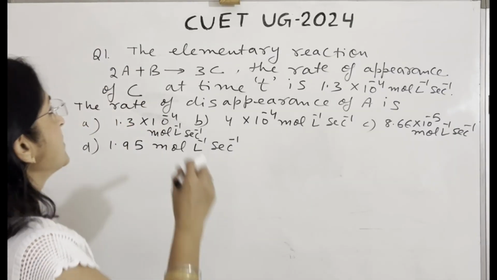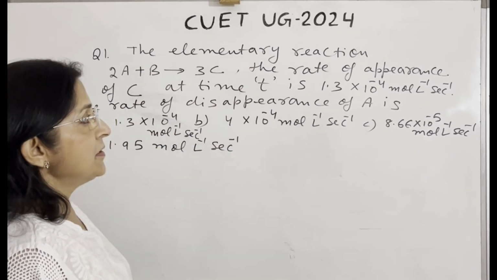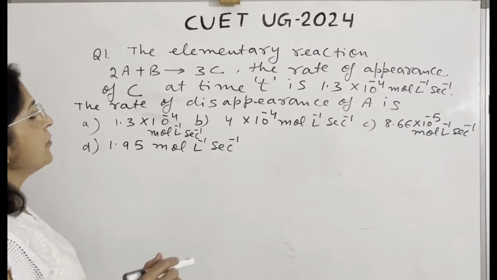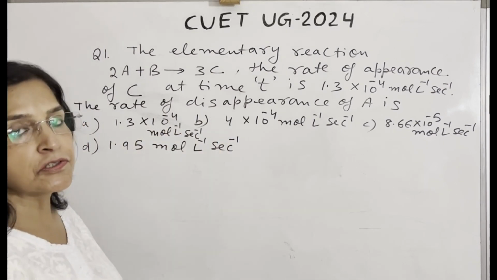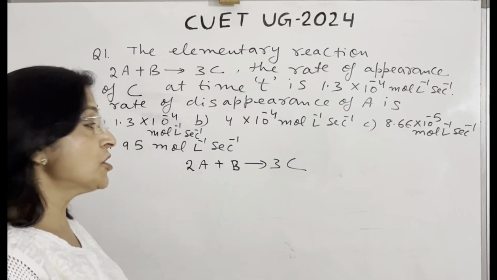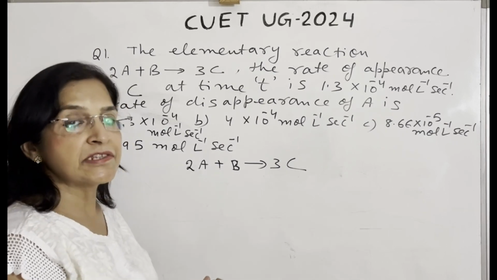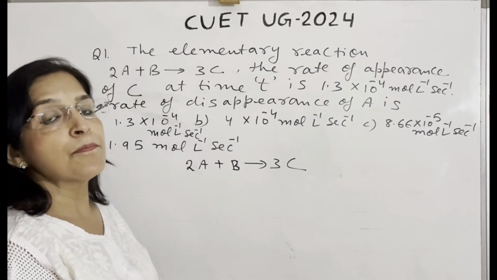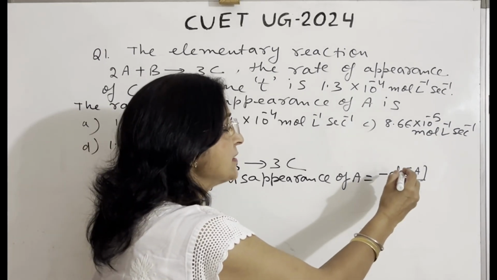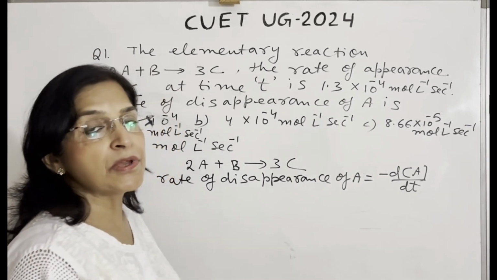Question number 1 is the elementary reaction 2A plus B giving 3C. The rate of appearance of C at time t is given to us. We have to find the rate of disappearance of A. This is the reaction and we can write the rate of reaction in terms of disappearance of A, in terms of disappearance of B, in terms of appearance of C. Rate of disappearance of A is equal to minus dA over dt. This is the instantaneous rate of disappearance of A.